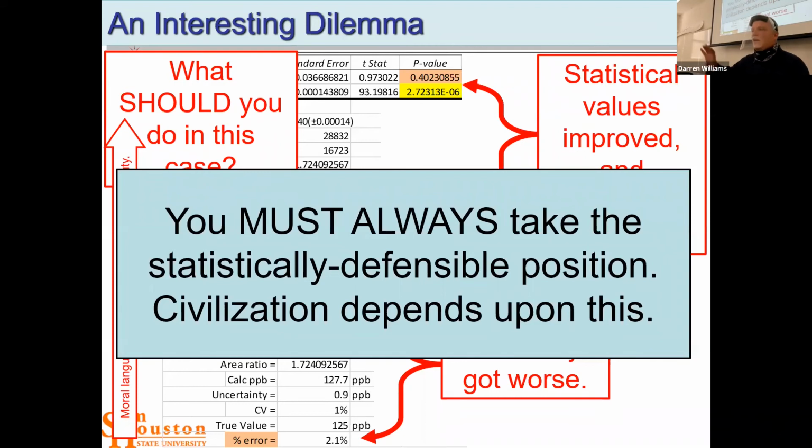This is a long way from the courtroom, but this is where ethics, the rubber hits the road, when you're deciding which model to use, what to write in a report, and you have to go with the objective data, not your personal desires.